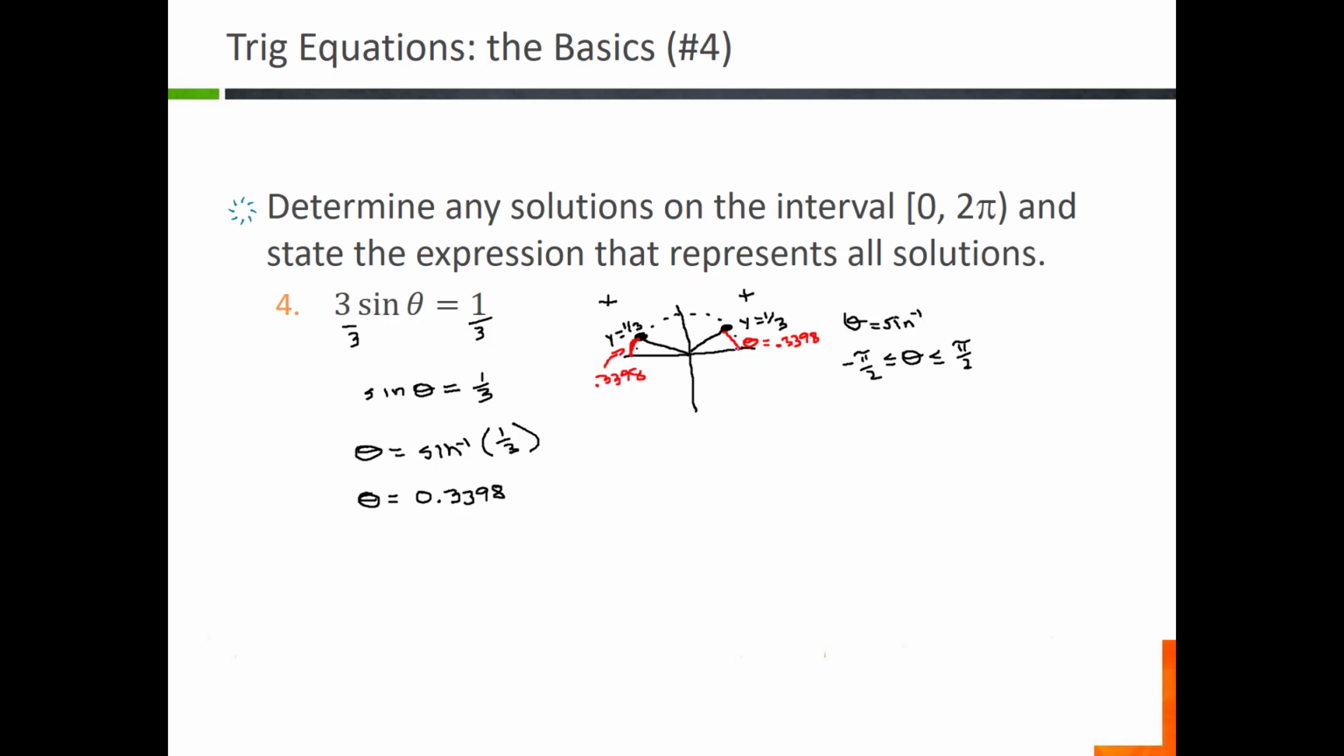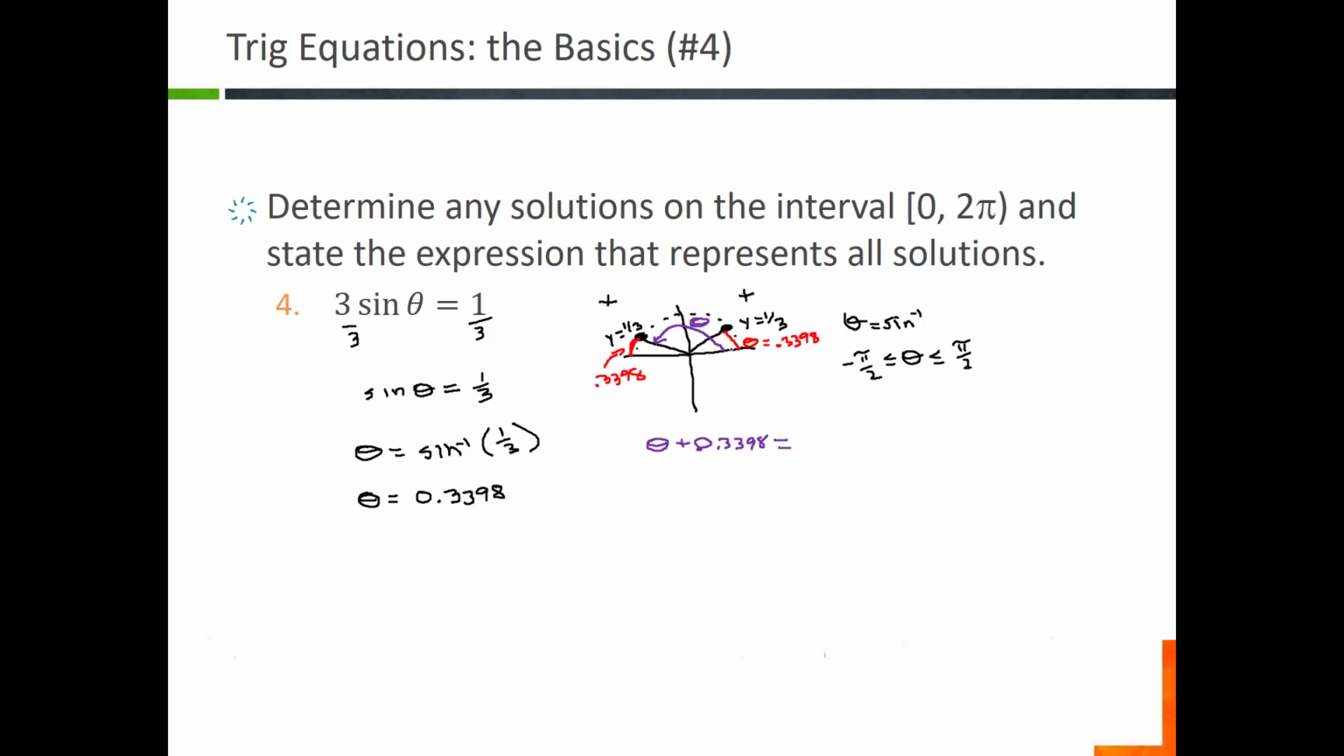Well, the total angle would rotate from the x-axis to our actual point. That's the angle we're trying to find. So theta is the rotation from the x-axis to our second point. And we know from the second point to the x-axis is 0.3398. So if we did theta, our second angle, plus 0.3398, what is the total of that rotation?